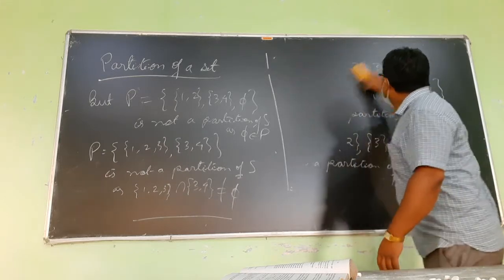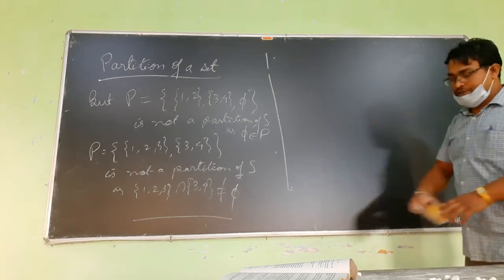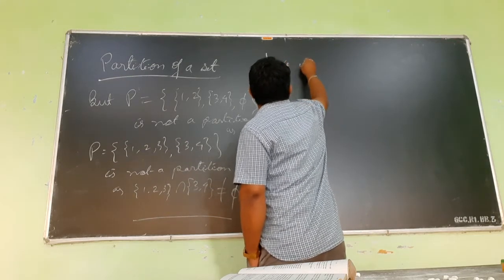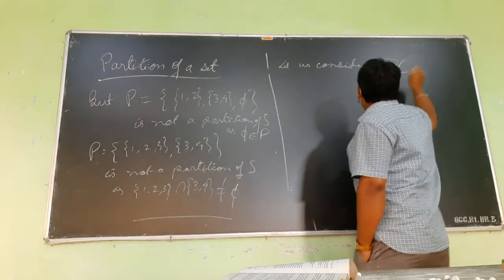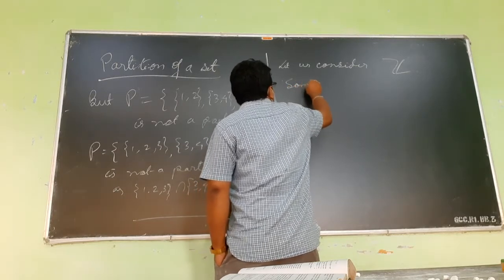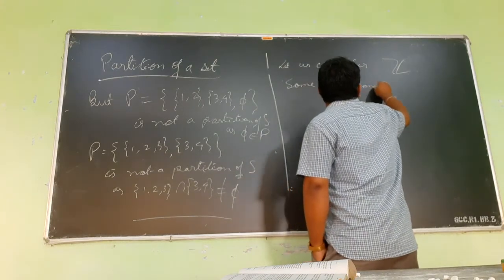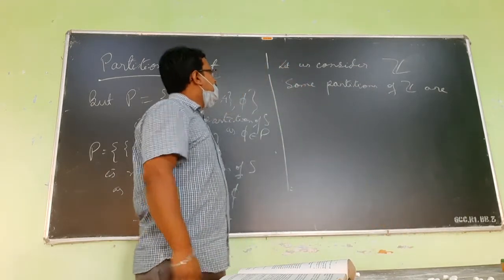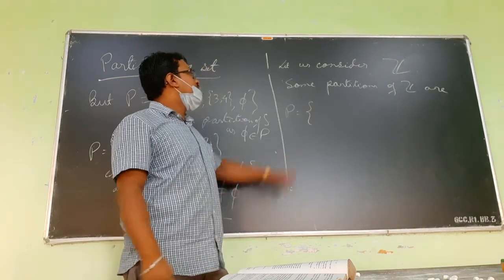So some more examples. If I take an infinite set, then you find out some partitions. Say I take Z. Okay, let us consider set Z. So write some partitions of Z. Tell me some partitions of Z. P equal to. Tell me some collection of subsets which make it a partition.